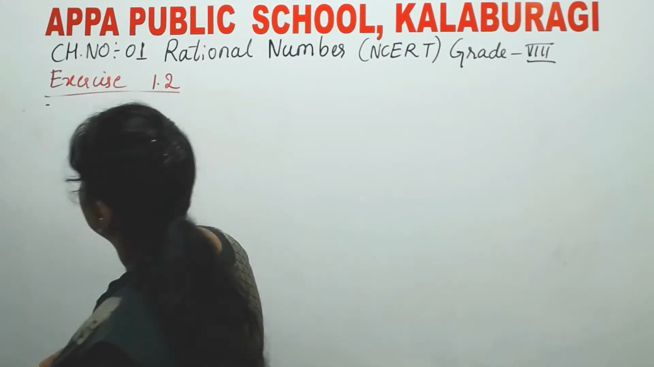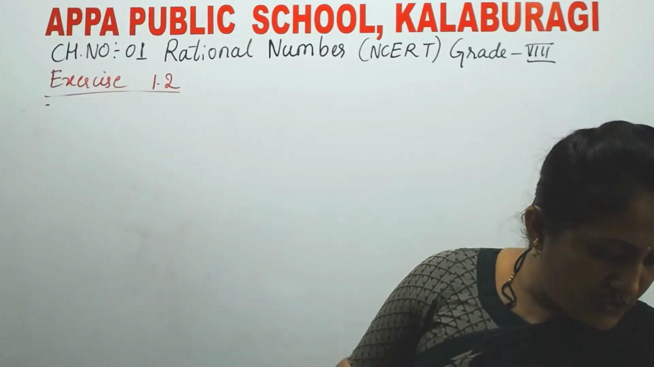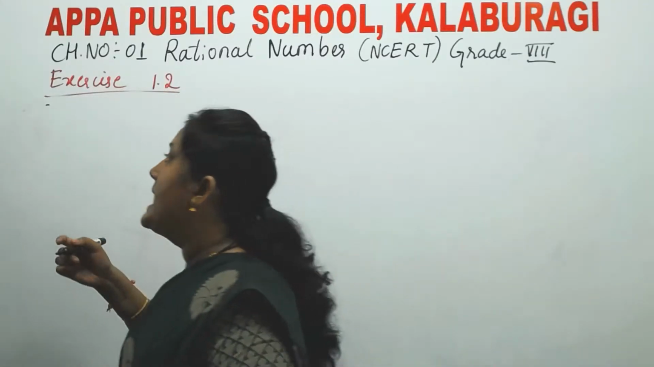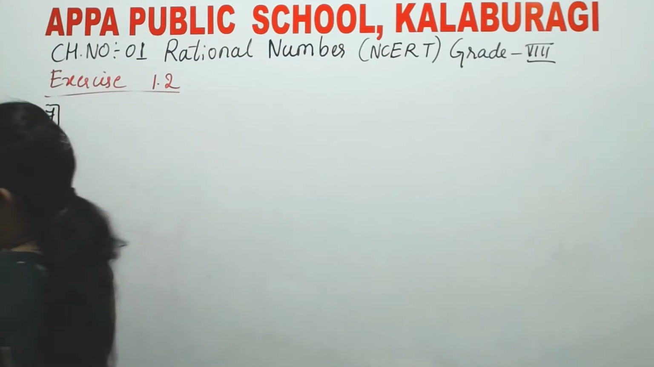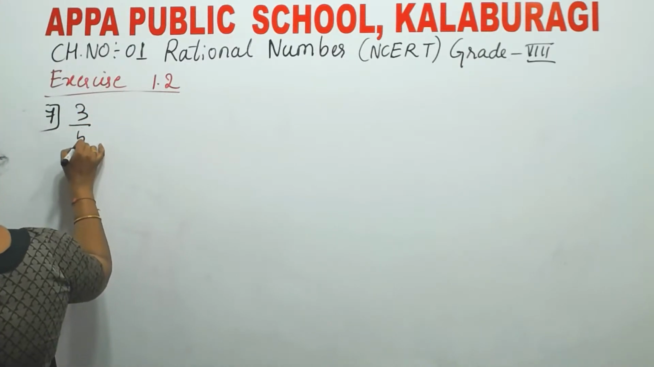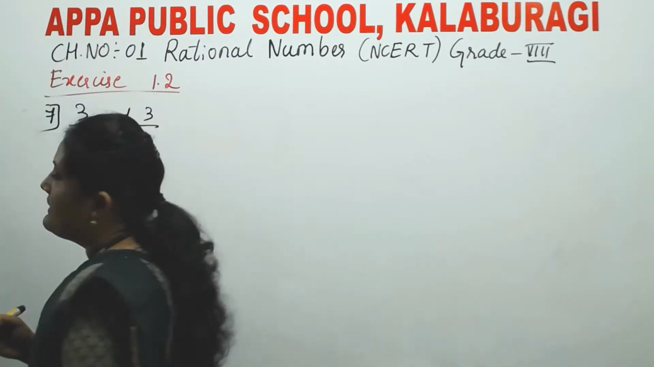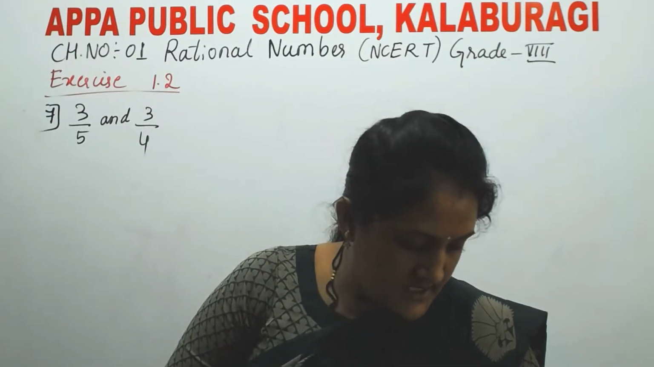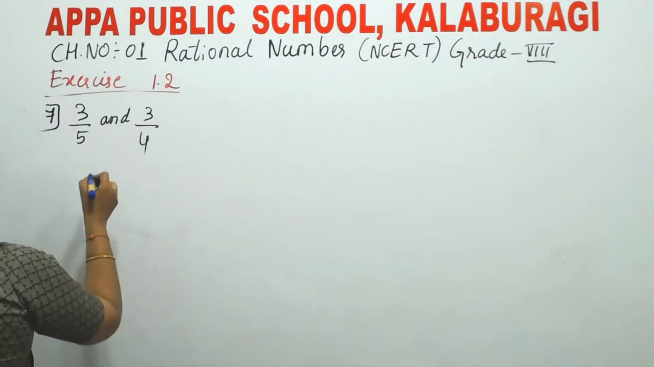So shall we go to the next question, the last question of this exercise? Question number 7. Here also they are asking now 10 rational numbers we have to write between 3 by 5 and 3 by 4. We have to write 10 rational numbers, right? Shall we do? Yes. Now, the same procedure.